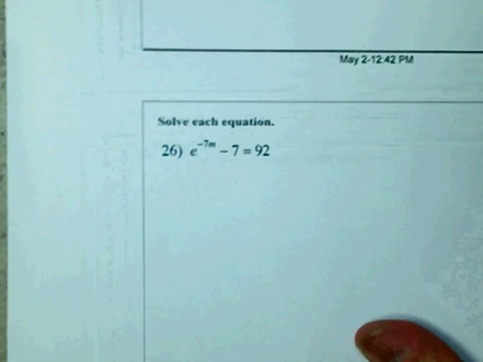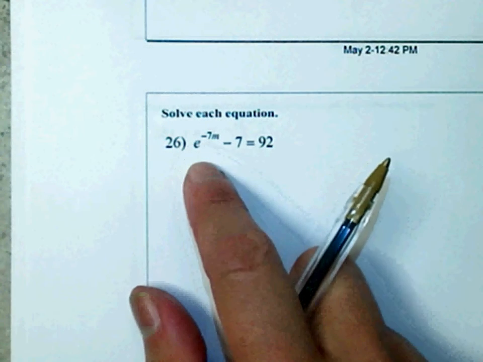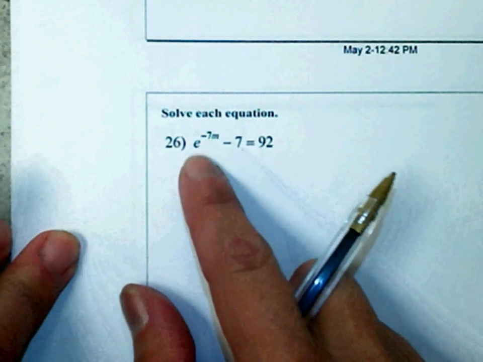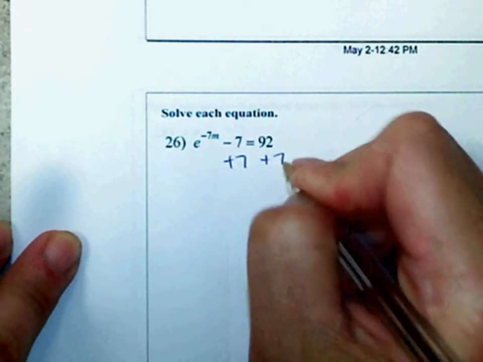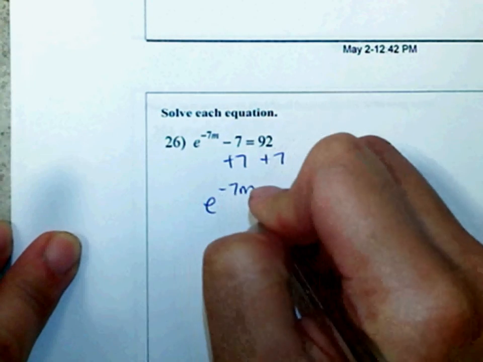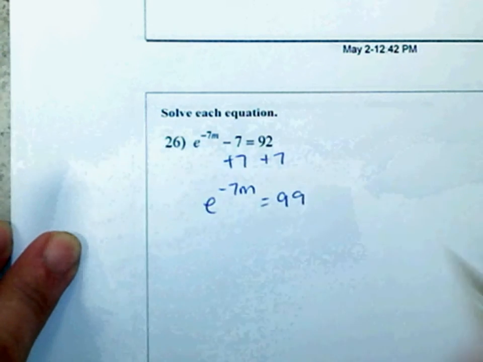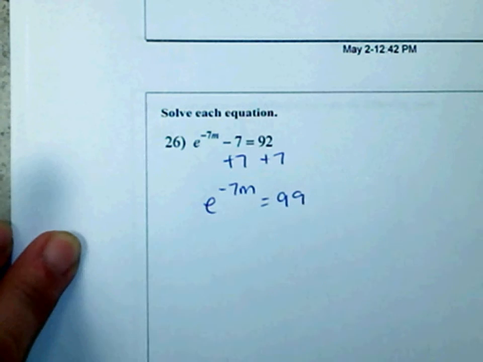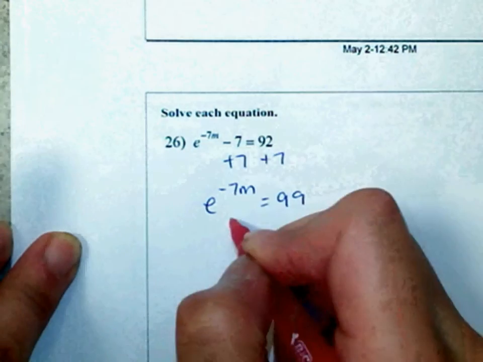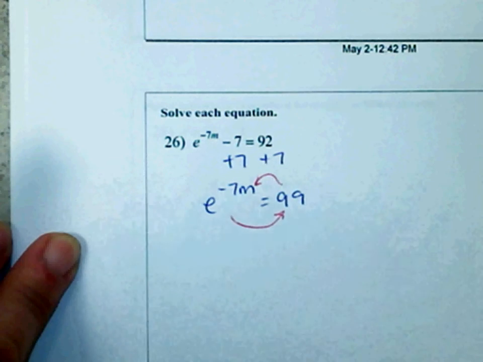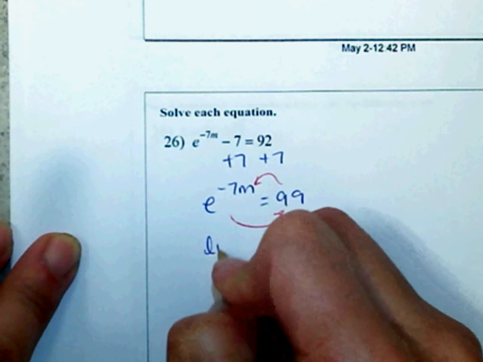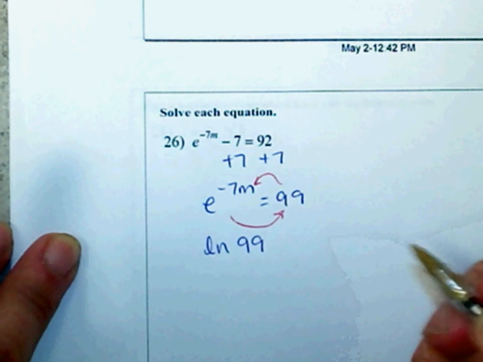Number 26. We have an e, so now we're going to deal with a natural log, but you want to set this by itself first. So you're going to add 7. So e to the negative 7m is equal to 99. Okay? Just like before, instead of using log, I'm going to use natural log because I have a base of e. So you're going to have natural log of 99 is equal to negative 7m.